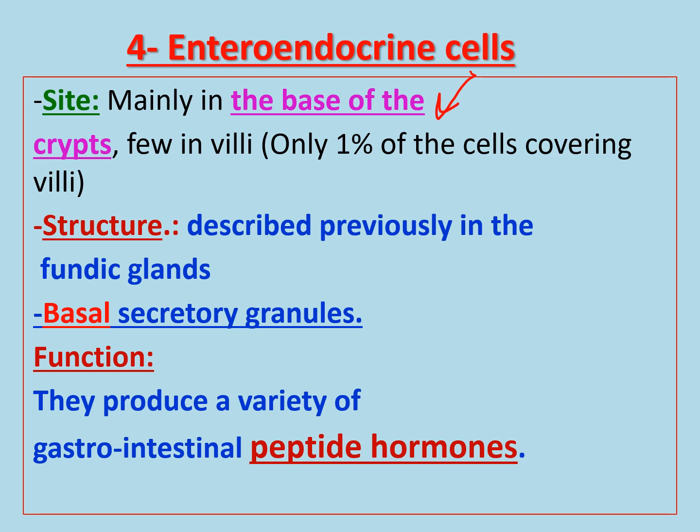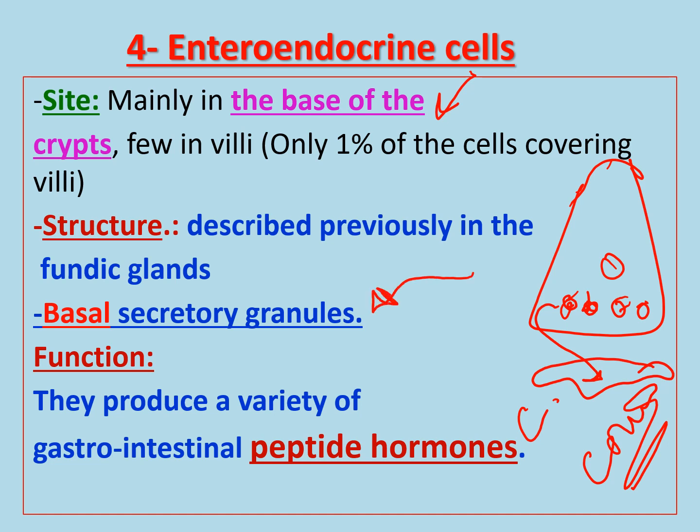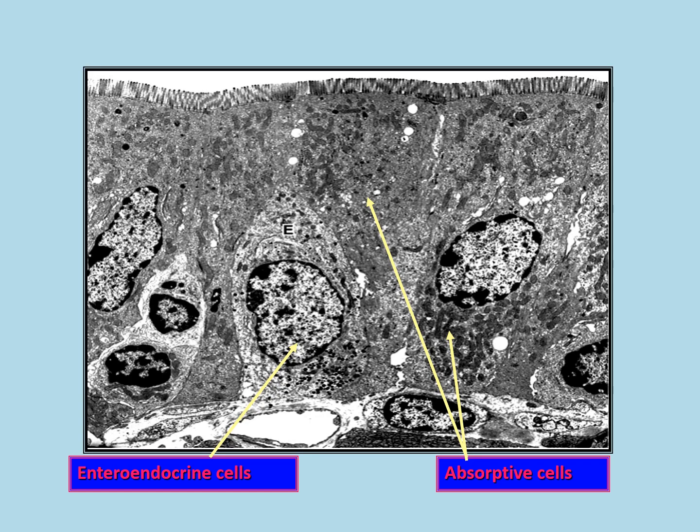It is characterized by being a cell which will secrete hormone. Secreting it where? Into the lumen of the intestine? No, it will be secreted into the blood capillary present in the corium of the lamina propria. So are the granules apical or basal? Basal, in order to be secreted into the blood capillary. So it is characterized by basal secretory granules. They will secrete a variety of gastrointestinal peptide hormones which affect other cells. Now let's see an electron microscopic photo for this enteroendocrine cell. What can you see here?